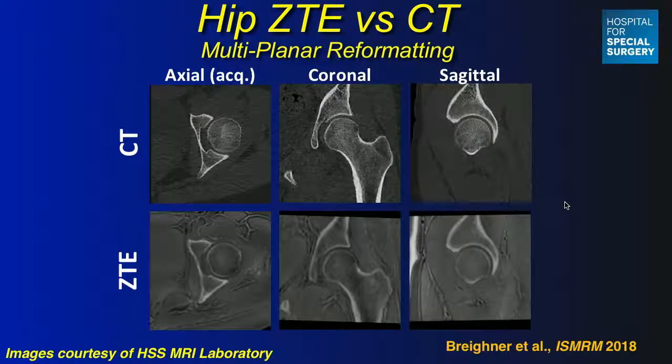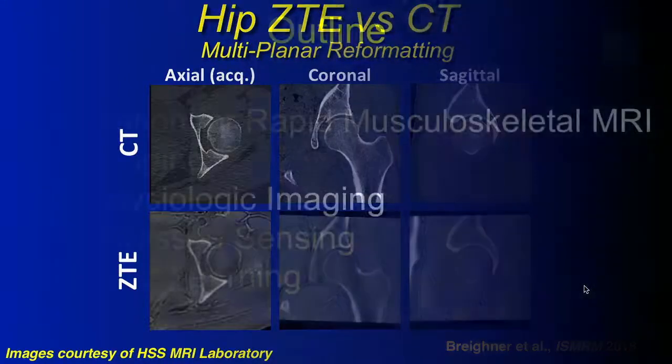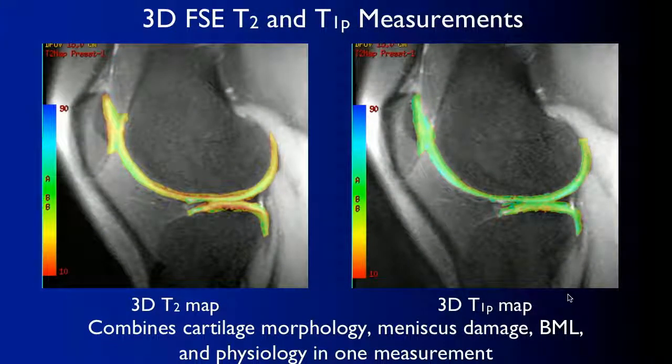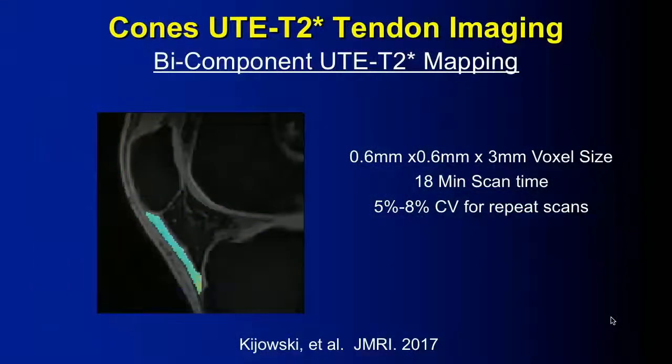Here in the hip joint, looking for anatomy related to femoroacetabular impingement, we can avoid doing a radiation dose to these young patients and instead acquire the morphologic information with a ZTE MR approach at the same time we're evaluating the soft tissues. 3D imaging has also been very helpful for physiologic research imaging, T2 maps in this case with three-dimensional fast spin echo and T1 rho maps with three-dimensional fast spin echo give you the potential to get the morphology and the physiology in a single measurement.